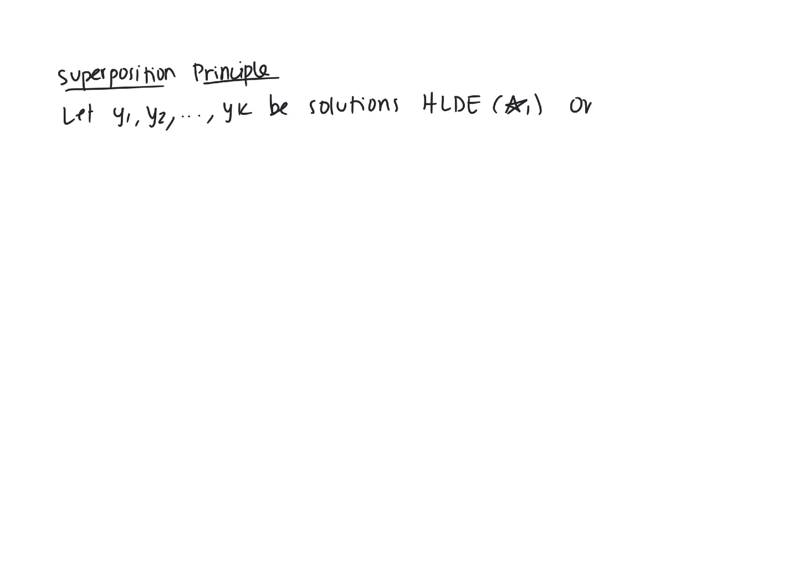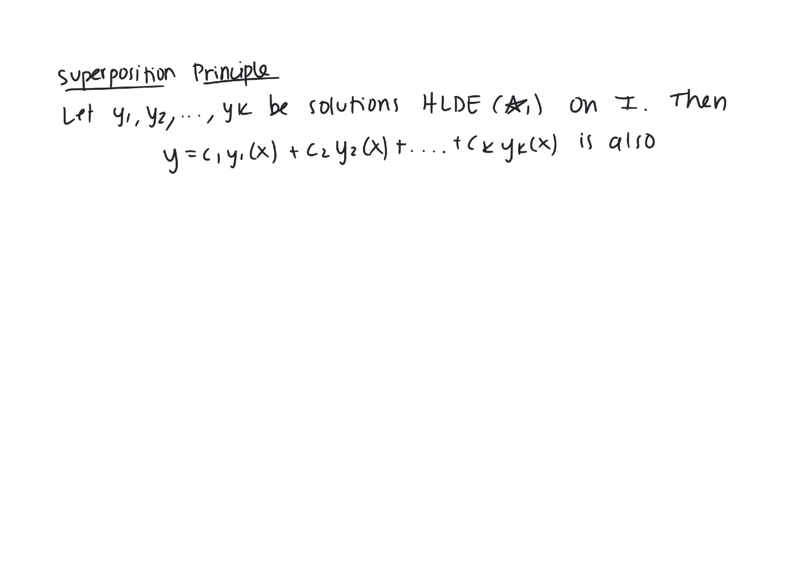So we have these solutions on some interval I. Then y is equal to c1 y1 of x plus c2 y2 of x all the way up to ck yk of x is also a solution. Okay, so we're going to talk about, first of all, the proof of this, and then look at an example of why this is important. So let's start with the proof. For simplicity, we are just going to consider the case where n is 2.